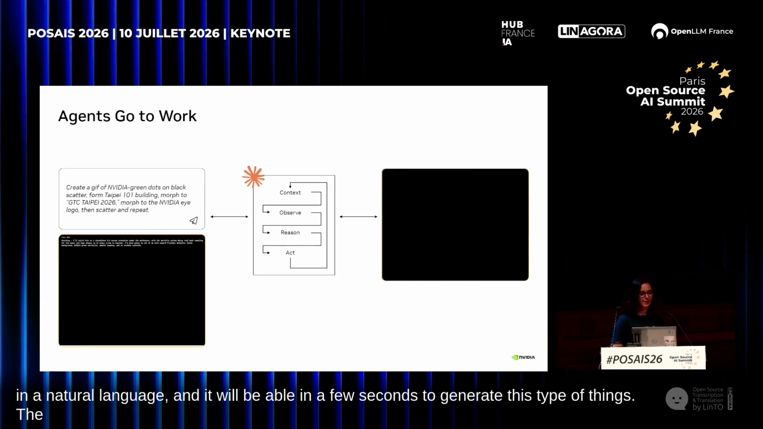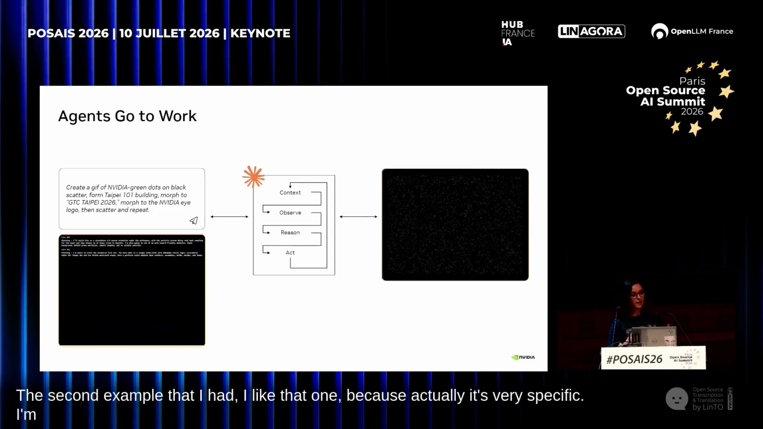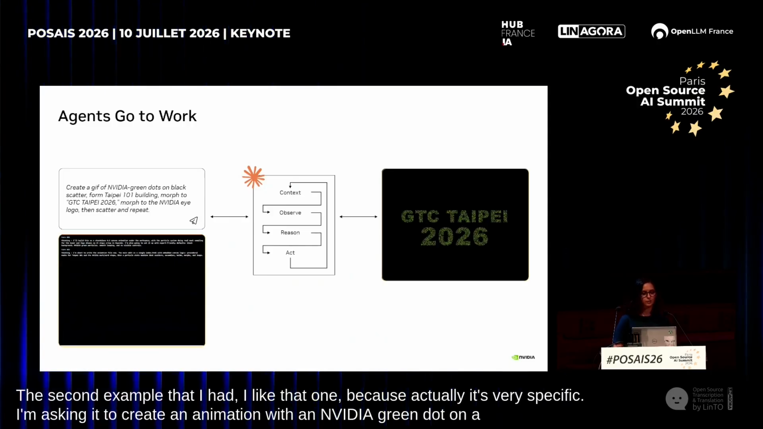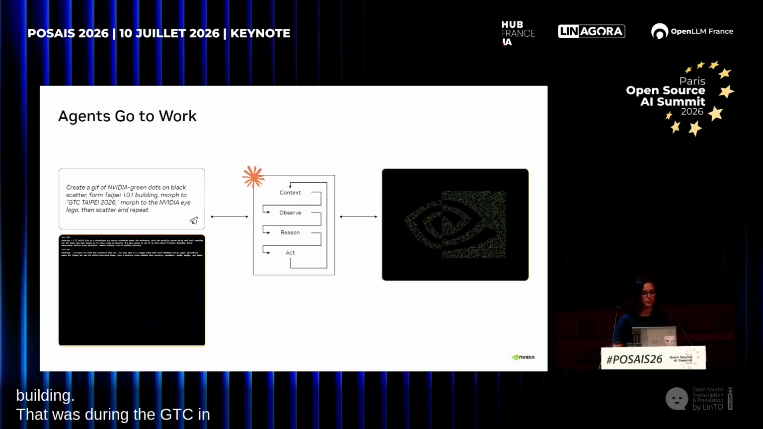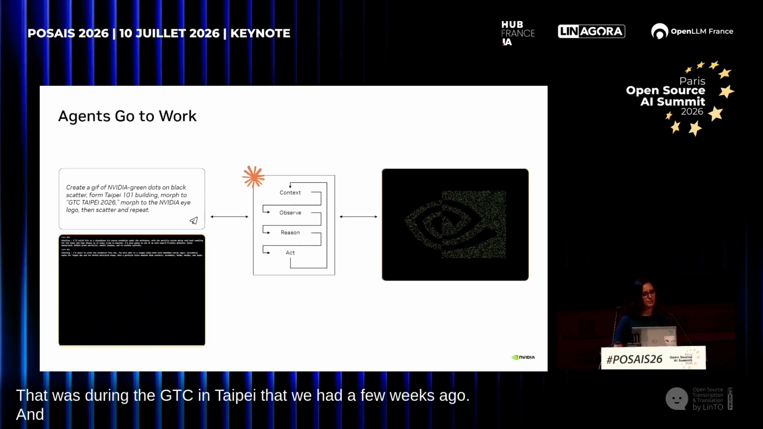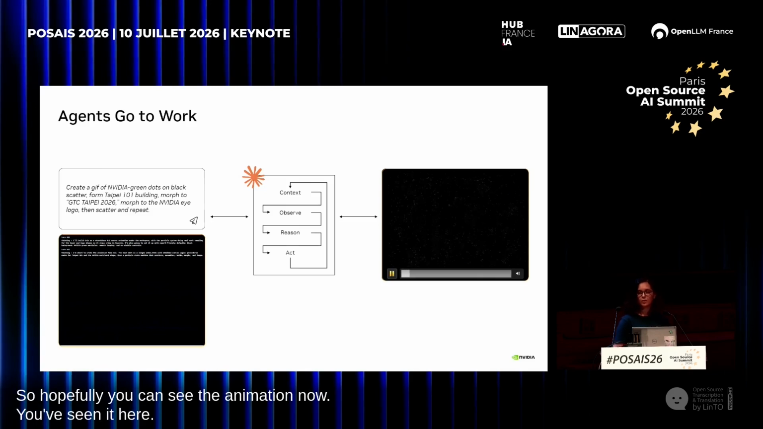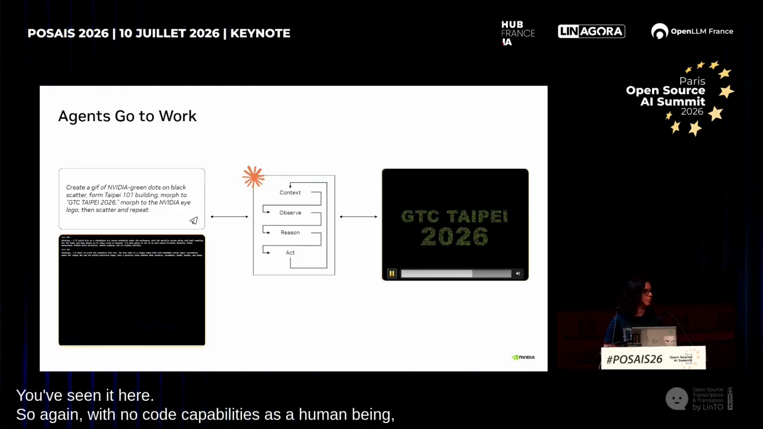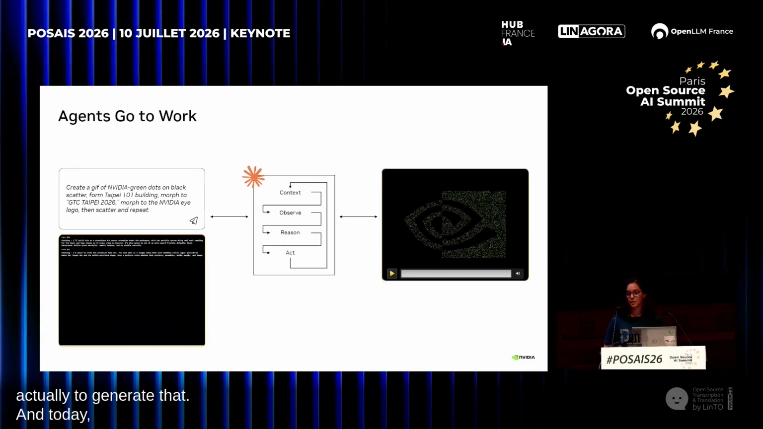The second example that I had, I like that one because it's very specific. I'm asking it to create an animation with an NVIDIA green dot on a black scatter from the Taipei 101 building. That was during the GTC in Taipei that we had a few weeks ago. And then morph it to GTC Taipei 26, and then morph it again to NVIDIA. So hopefully you can see the animation now. You've seen it here. So again, with no code capabilities as a human being, if I'm not a developer, I would not be able to generate that. And today, everyone can do it.